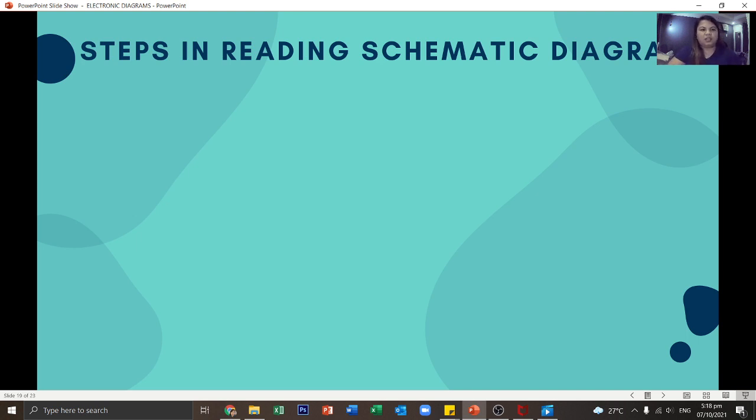Okay, so I think you have had enough, but let's remember there are steps in reading a schematic diagram, considering these rules. First, you recognize the component symbols. You should know first the symbols of the components. You cannot read a schematic diagram if you don't know the component symbols. So you need to study, memorize, and understand the component symbols.